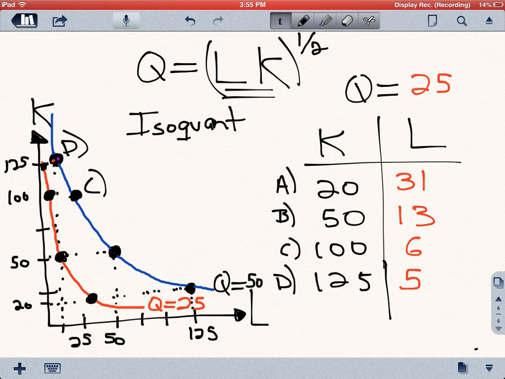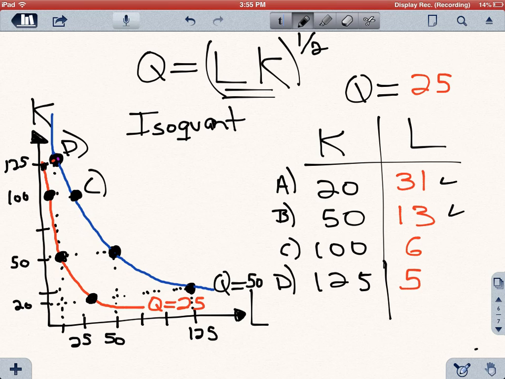Okay, so what did you get? Here's the number I got. So when you actually solve the same equation, but this time for Q equals 25 instead of 50, these are the new numbers of labor you get. When capital is 20, labor is 31. When capital is 50, labor is 13. When capital is 100, labor is 6. When capital is 125, labor is 5.